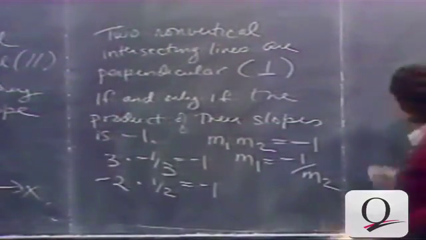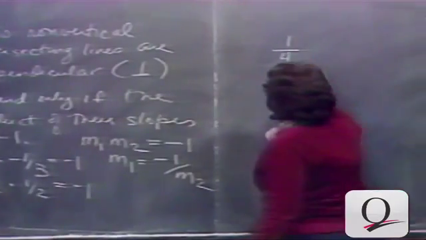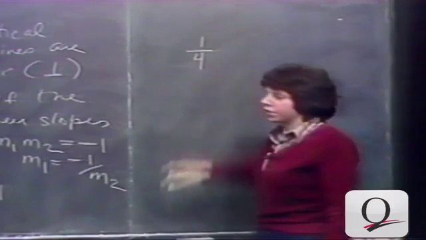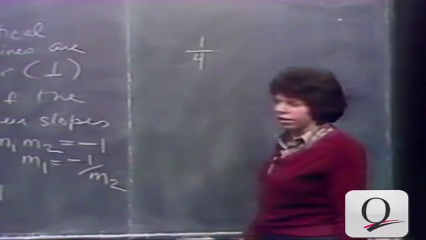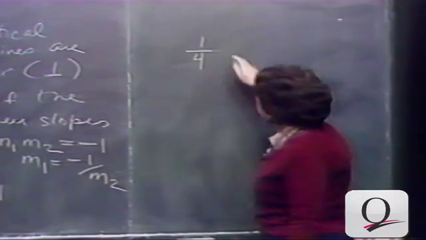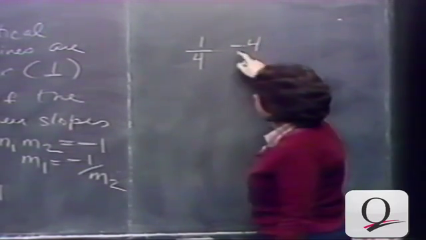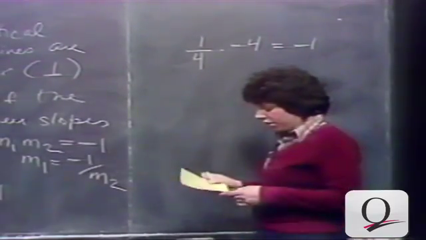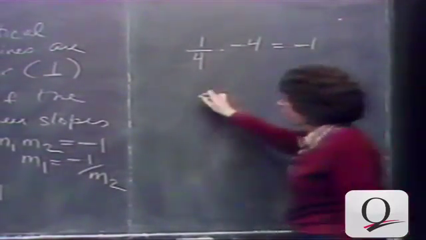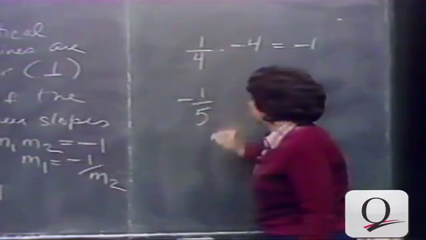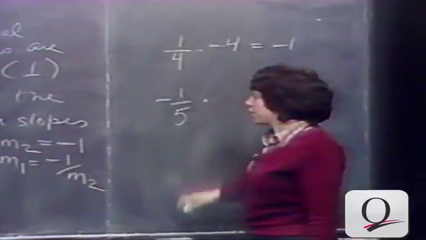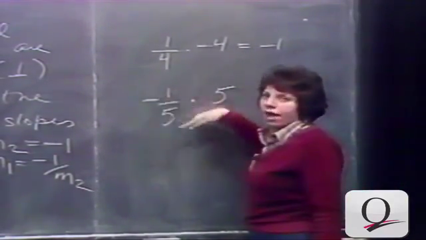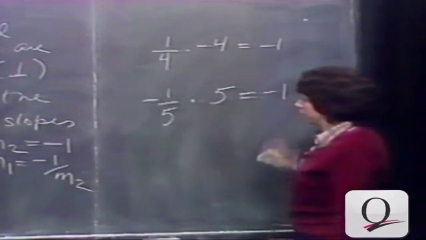Suppose the slope of one line were 1/4, and we were looking for a line perpendicular to this line. What would be the slope of a line perpendicular to a line that had slope 1/4? Its slope would be the negative reciprocal. That would be -4, the negative and the reciprocal. And once again, the product is -1. And finally, suppose I start with a line that had slope -1/5. What is the negative reciprocal of -1/5? It would be 5. Negative and reciprocal. The product of the slopes would be -1.